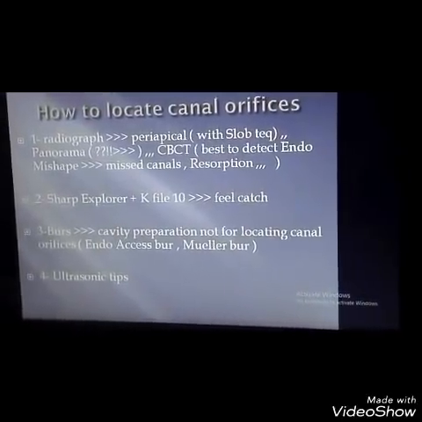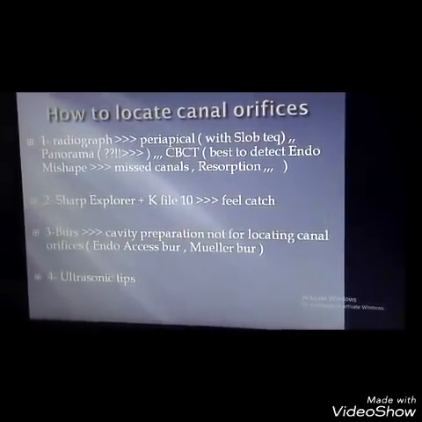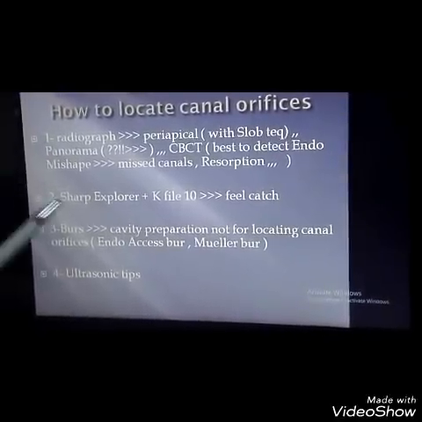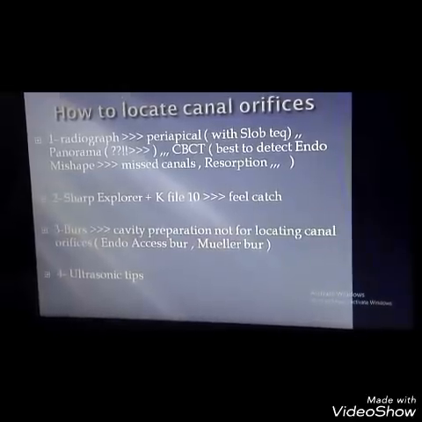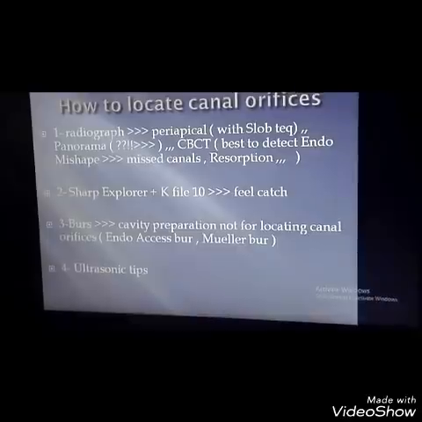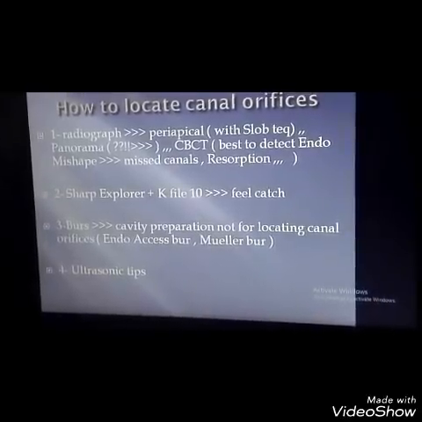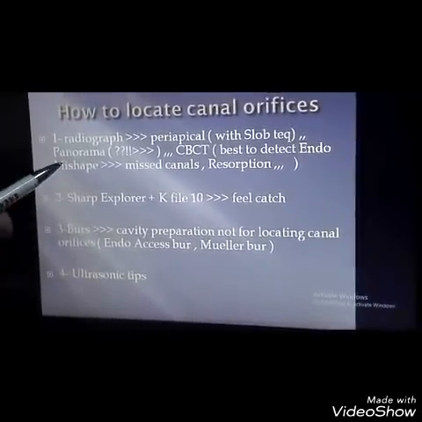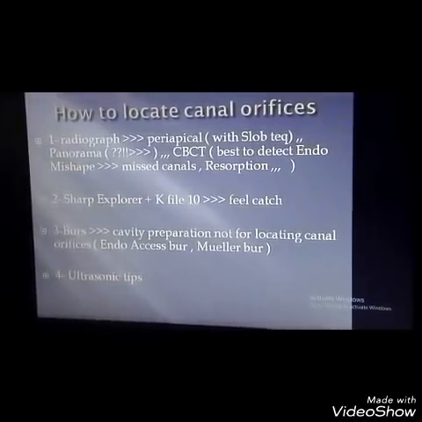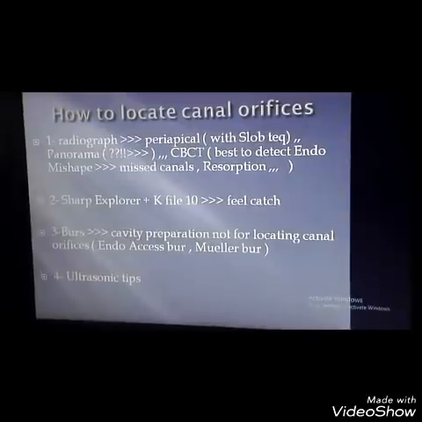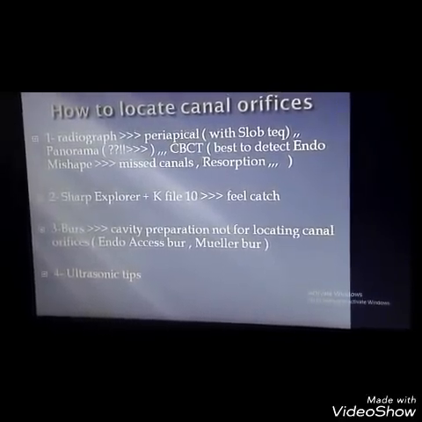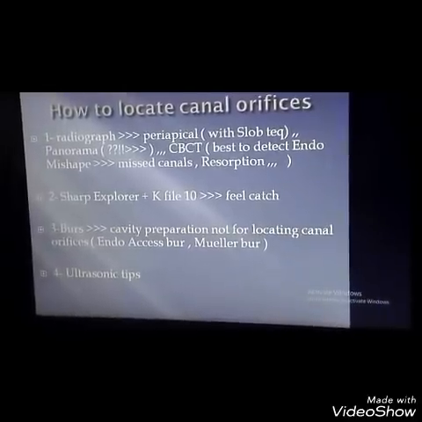How to locate canal orifices? The most important thing, and the first step before doing any endo treatment, is to take a radiograph. Periapical is nice, with a slope technique. Panorama, no. It is better not to use panorama. It's not useful for diagnosis or detection of canals because of image distortion.